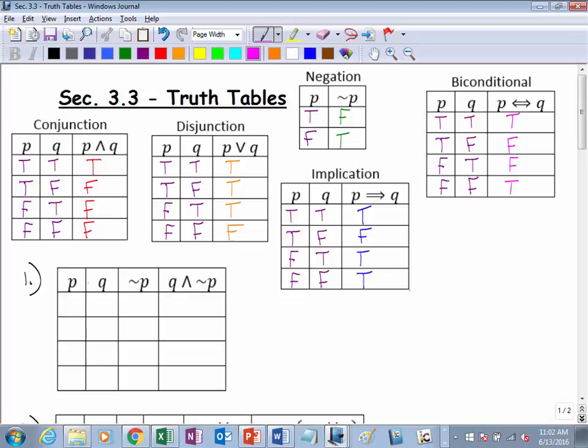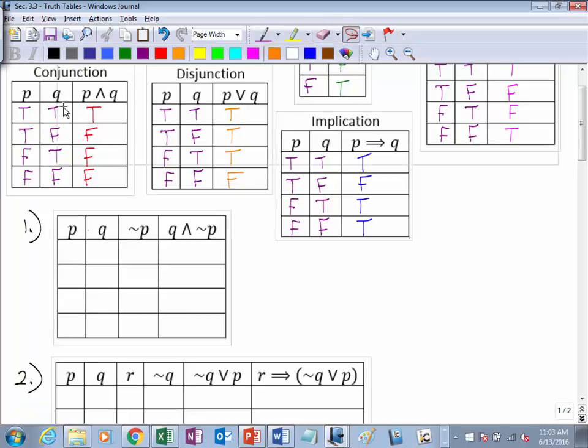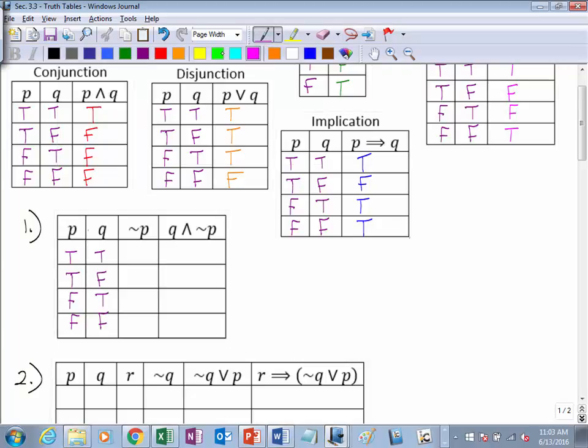Any questions so far? All right, so for number 1, just go ahead and fill in my first 2 columns of T's and F's. Okay, so then not P, that's just going to have the opposite truth value of P. So in that case, that'll be F, F, T, T.